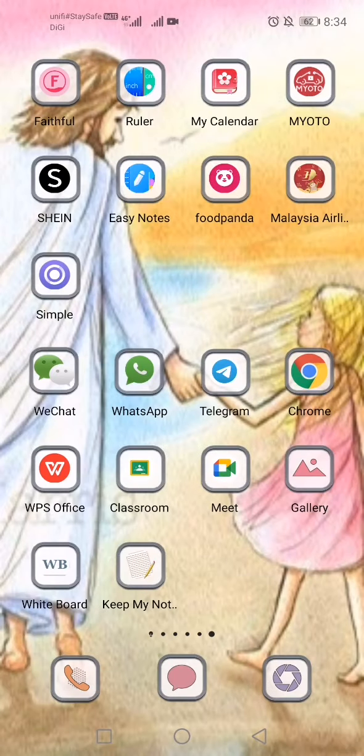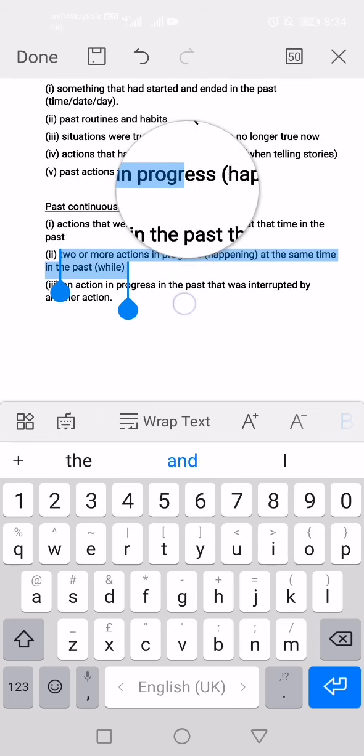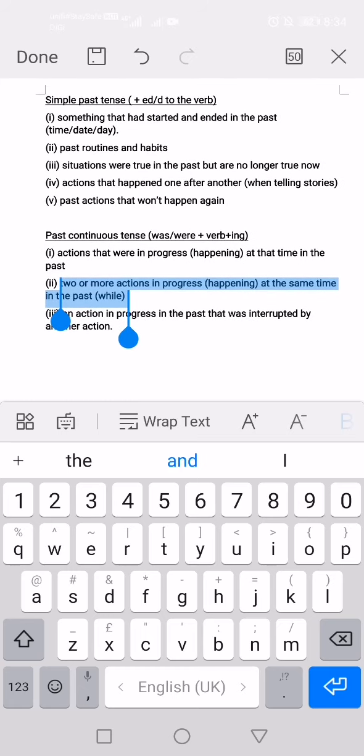Let's look at the second one. It says 2 or more actions in progress happening at the same time in the past. Just now we said only one action, but this one is 2 or more actions in progress happening at the same time. Meaning I eat and I watch TV. 我吃东西又看电视，saya makan saya tengok TV. That is happening at the same time. It can be 2 actions, or more than 2 actions. As long as 2 actions and above.